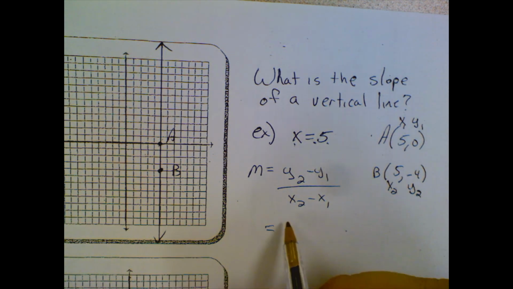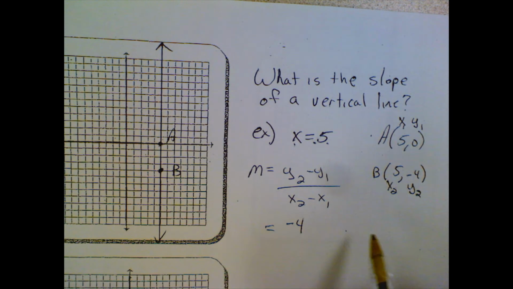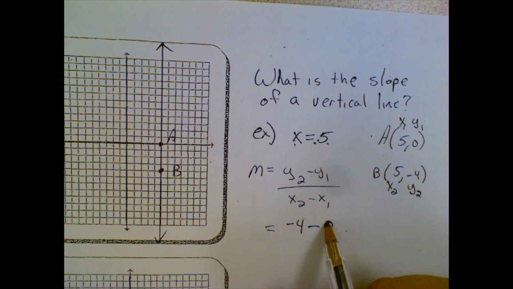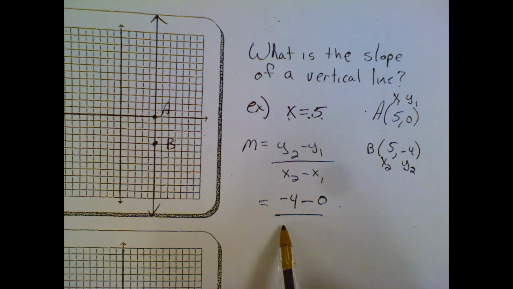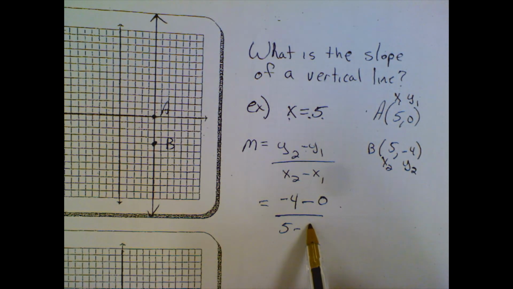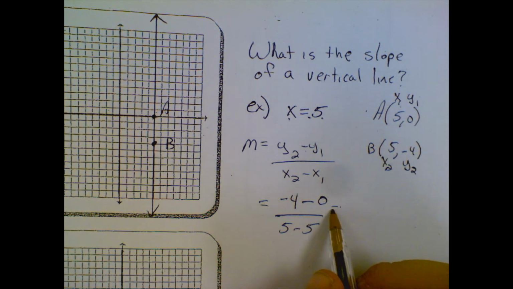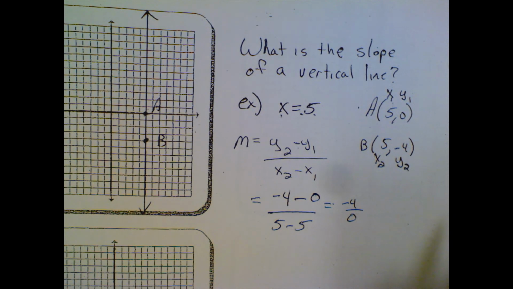Let's plug and chug. So y2 is negative 4, and I'm going kind of fast here. You can always rewind it if you have to. Minus, my y1 is 0, divided by 5 minus 5. X2 minus x1. So we get negative 4 over 0. Interesting. We can't divide by 0, can we? So we call this undefined.